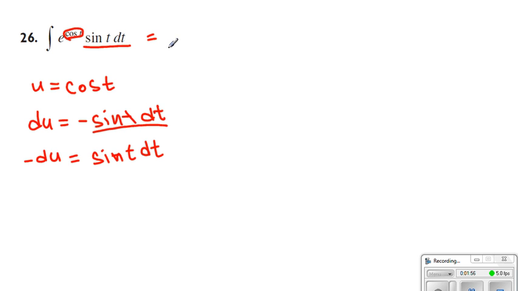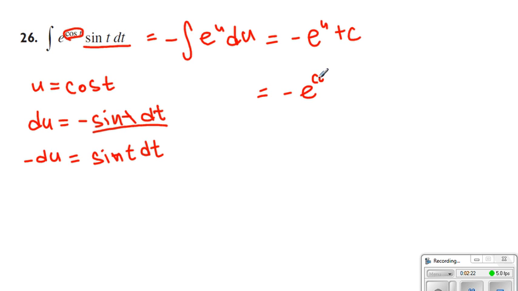And because of the negative sign, I'm just going to put the negative sign way in the front, and we end up getting e to the u du. That's what we end up getting. And this simply becomes negative e to the u plus c, because the antiderivative of e to the u is simply e to the u. And then here what we end up getting is negative e to the cosine t plus c becomes our final answer.